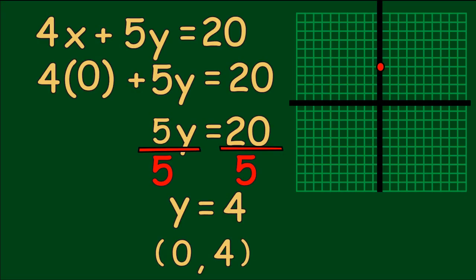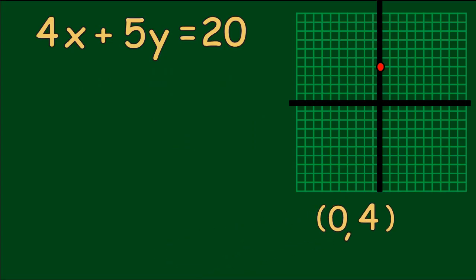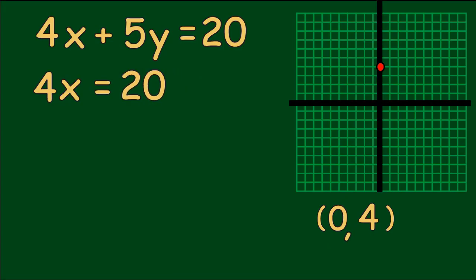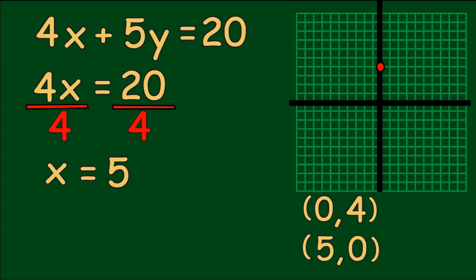Now, using the same equation, we're going to substitute 0 in place of the y to get 4x plus 5 times 0 equals 20. Since 5 times 0 is 0, we can eliminate this term to get 4x equals 20. Now solve for x by dividing both sides by 4. This gives us an x value of 5. So our second coordinate is 5, 0.